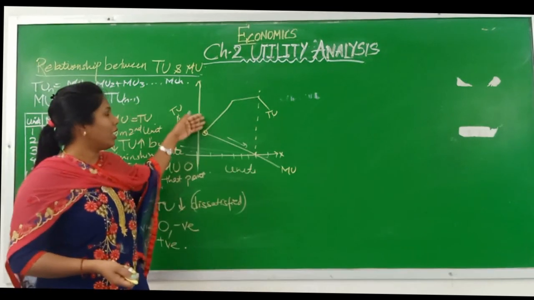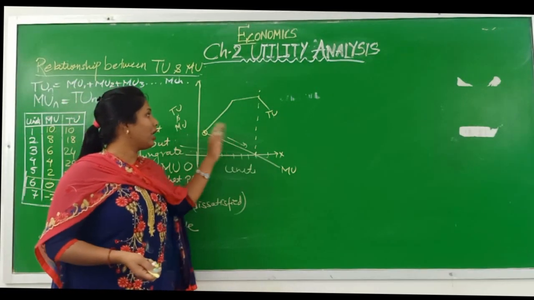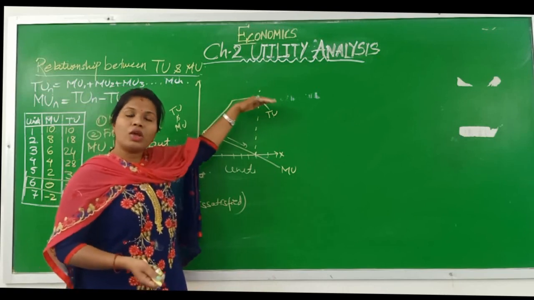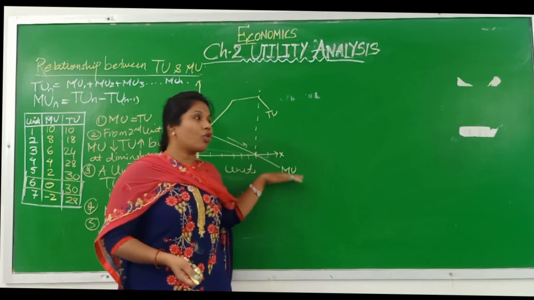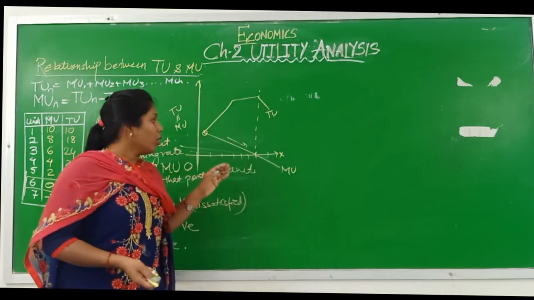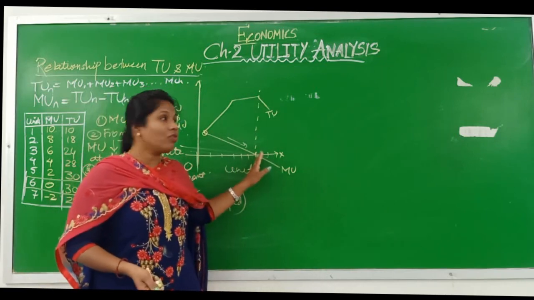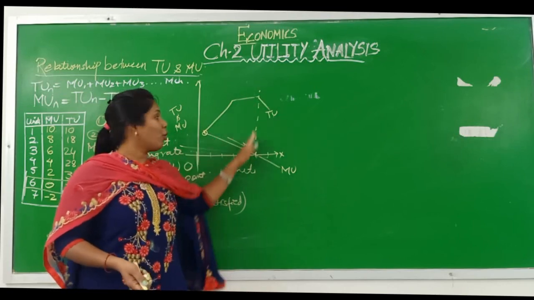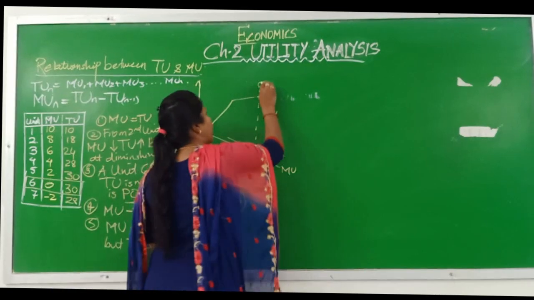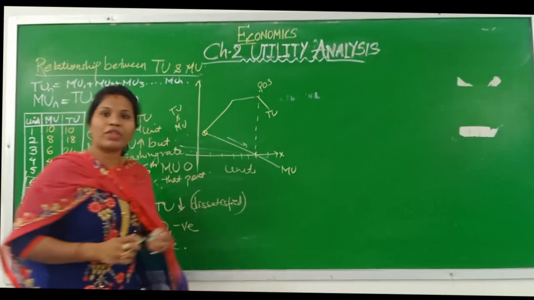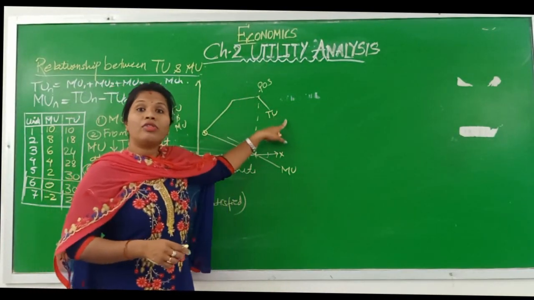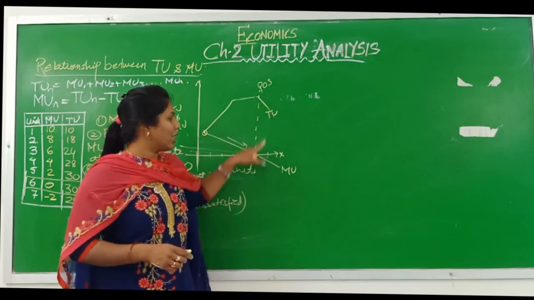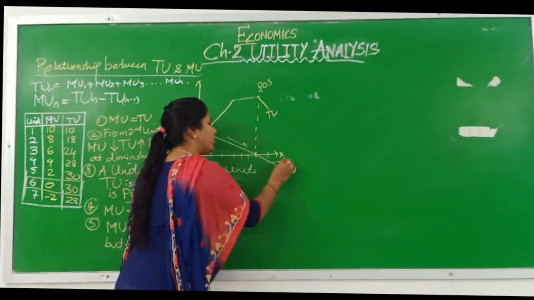We can also see that MU is declining, TU is increasing, remaining constant, and when MU is entering the negative quadrant, TU starts declining. But when MU is touching the x-axis, TU is maximum. That point is said to be a point of satiety. Point of satiety means the consumer is fully satisfied. After the point of satiety, the consumer is dissatisfied, therefore TU declines and MU is entering the negative quadrant.